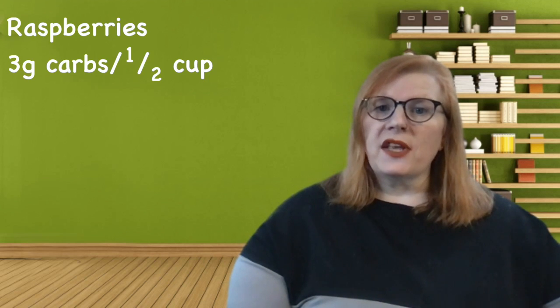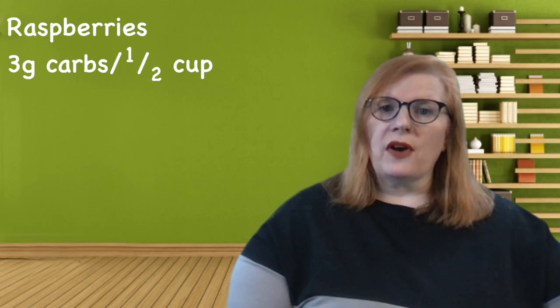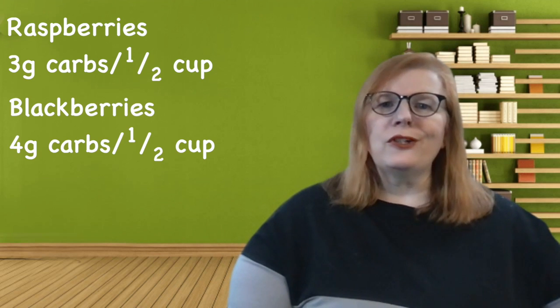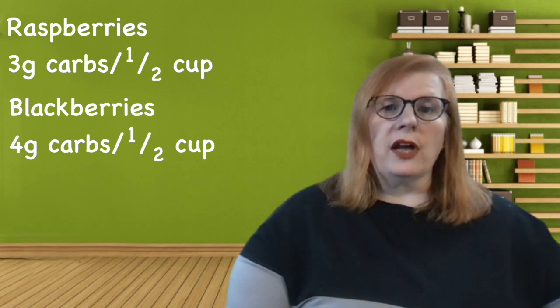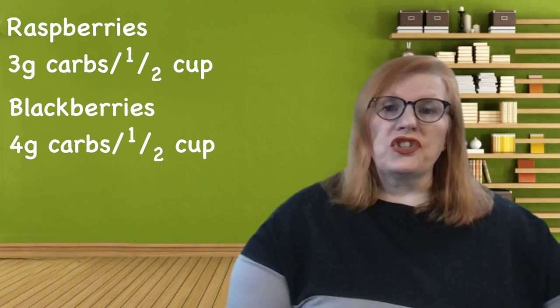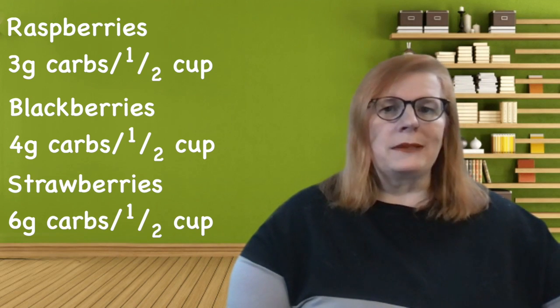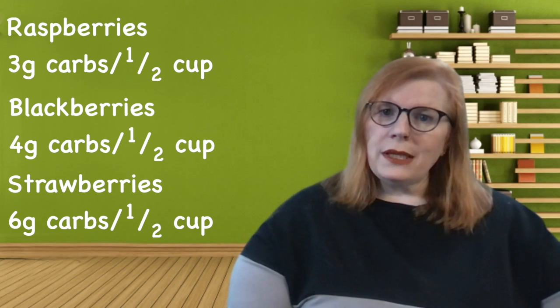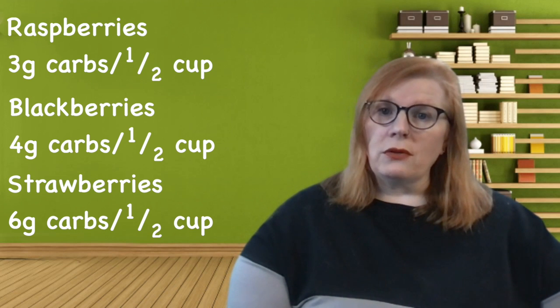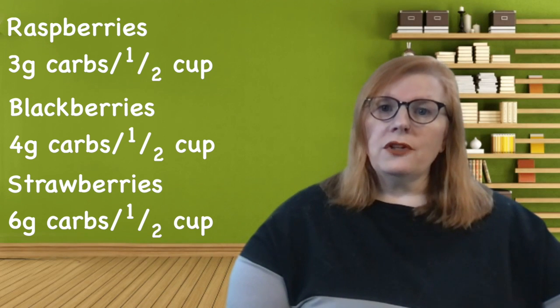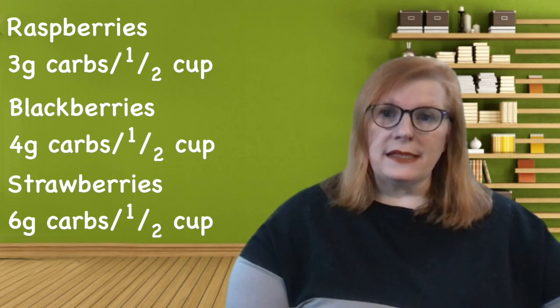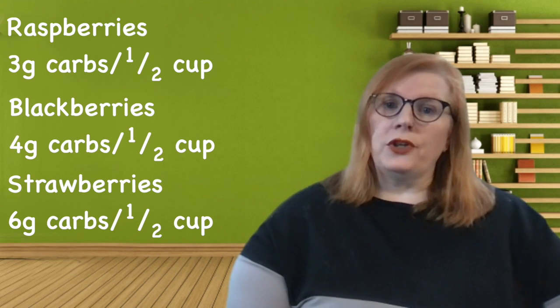Raspberries are the best as they only contain 3 grams of carbs for half a cup. Blackberries are good too with 4 grams per half a cup. And of course, the third best is strawberries that have 6 grams of carbs per half a cup. I will tell you, if you really, really want a great dessert and you love the strawberries, a little bit of strawberries with some full fat whipping cream, very tasty and very easy to fit within your macros.